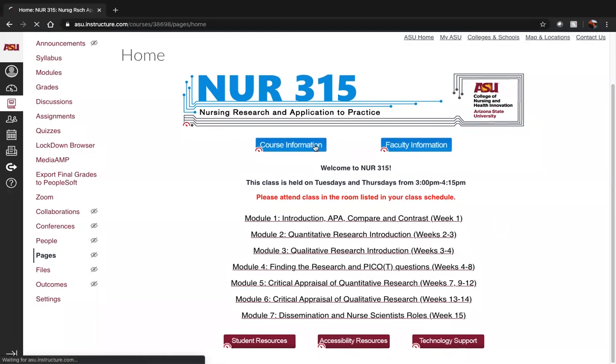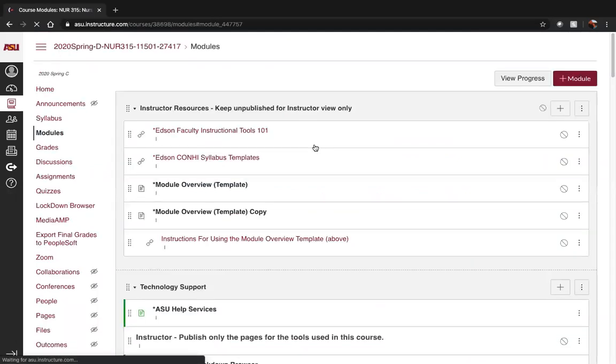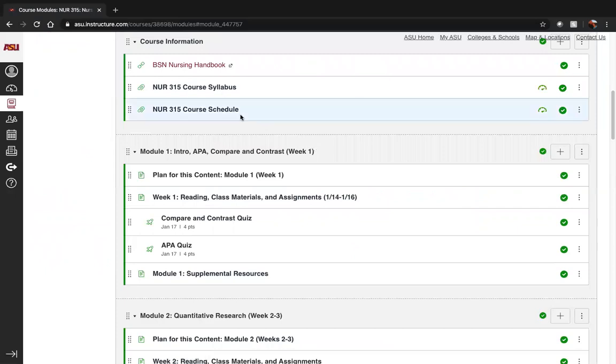So if we go to course information, you'll see the course syllabus as well as the course schedule. Just be aware that the course schedule is in the course syllabus, but if you just want to know what's due next week, you can always click on the course schedule.